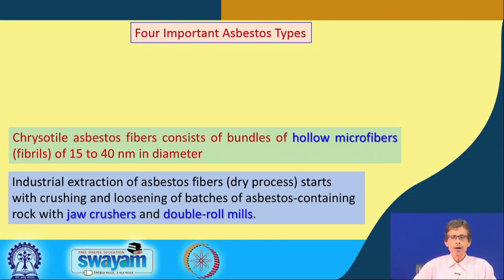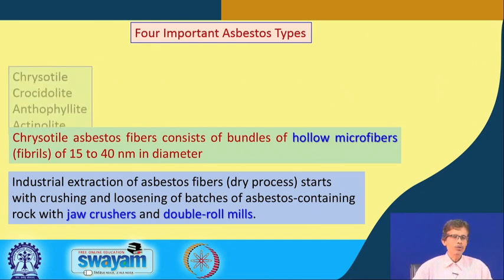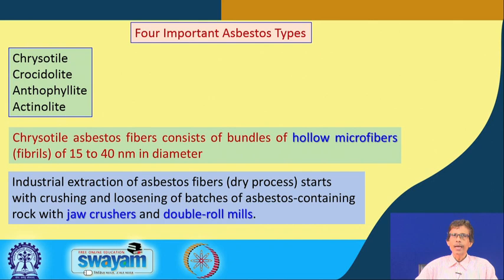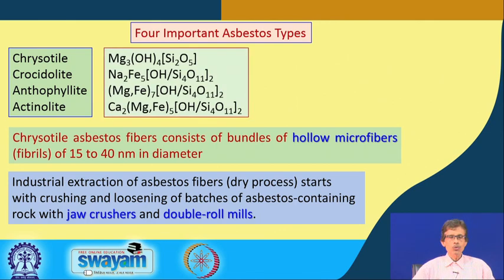What we can find now is that we can have 4 important asbestos types, and by name we can have chrysotile, crocidolite, anthophyllite and actinolite. So, these are the names basically, and sometimes it can be very difficult to remember, but if we think in terms of their corresponding chemical composition, we will always be interested, as an inorganic chemist, in what the corresponding chemical composition of these 4 different varieties is.